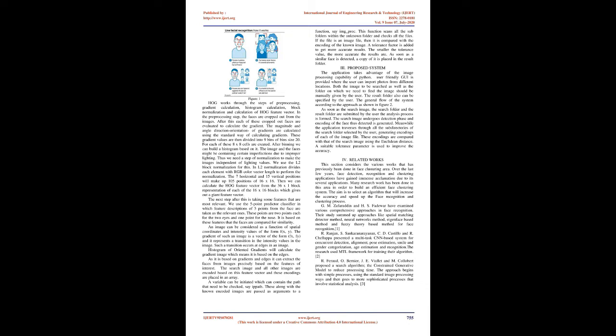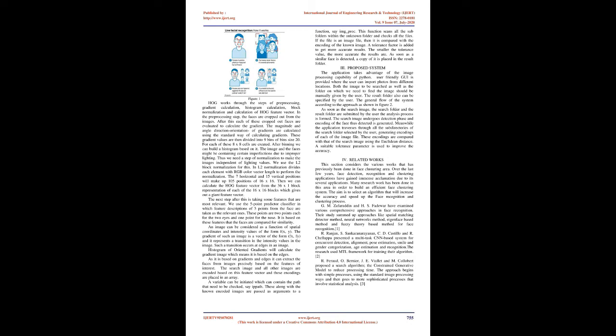The image and the faces might be containing certain imperfections due to improper lighting. Thus we need a step of normalization to make the images independent of lighting values. We use the L2 block normalization for this. In L2, normalization divides each element with RGB color vector length to perform the normalization. The 7 horizontal and 15 vertical positions will make up 105 positions of 16x16. Then we can calculate the HOG feature vector from the 36x1 block representation of each of the 16x16 blocks, which gives out a giant feature vector.